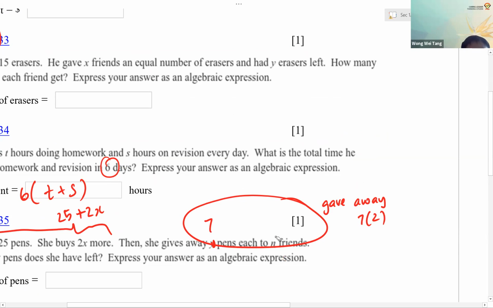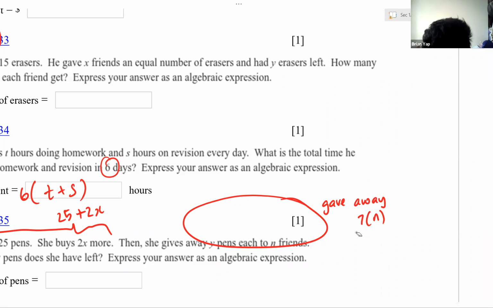Now, what if we change it back to the original? It says n friends. So how many did she give away? 7 times n. Okay, good. Now, we don't want 7 pens anymore. Let's say it is 70 pens. So how many did she give away? 70 times n. Okay, I think you get it already. So now she gave away y pens to n friends. So how many did she give away? Y times n. Very good.